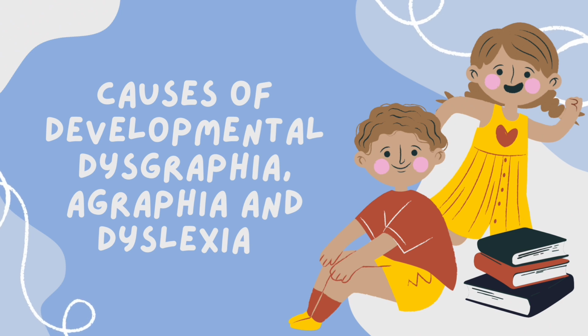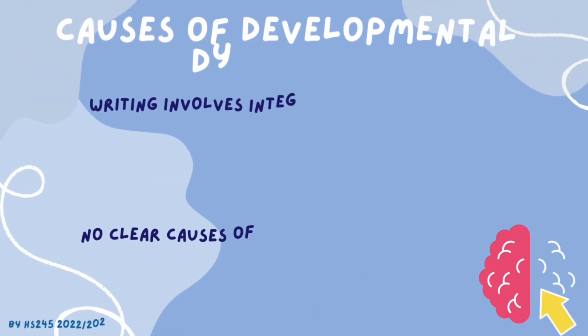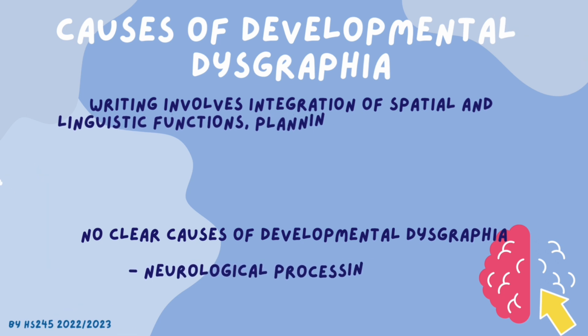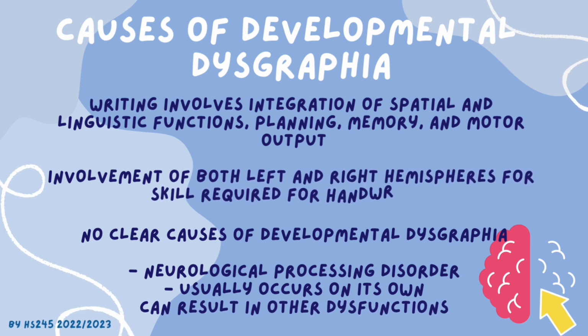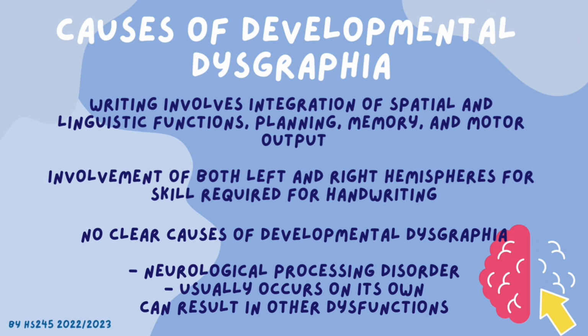Now, we will see the causes of developmental dysgraphia, agraphia, and also dyslexia. Written expression is complex in nature, which makes finding the cause difficult. Writing involves integration of spatial and linguistic functions, planning, memory, and motor output. This suggests involvement of both the left and right hemispheres for skills in decoding, spelling, formulating, and sequencing ideas. Scientists and neurologists are not clear on the causes of developmental dysgraphia. It has been suggested to be a neurological processing disorder that usually occurs on its own and can result in other dysfunctions such as attention deficit, auditory or visual processing weakness, and also sequencing problems.